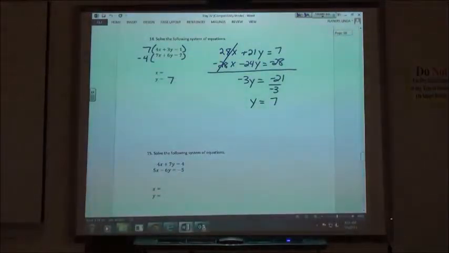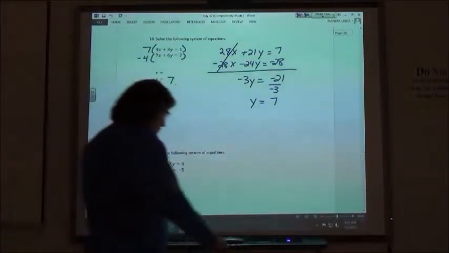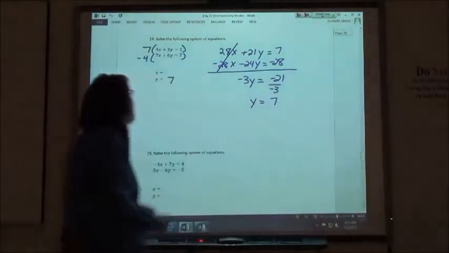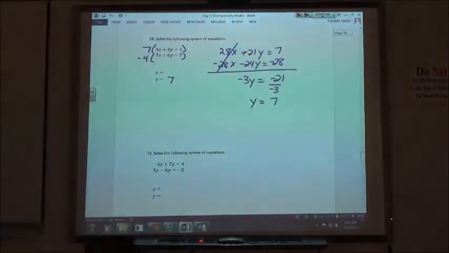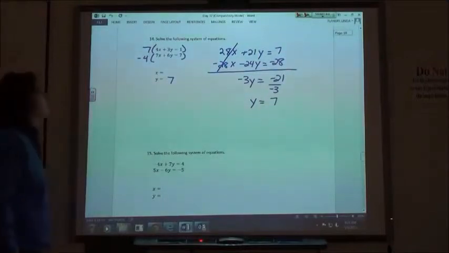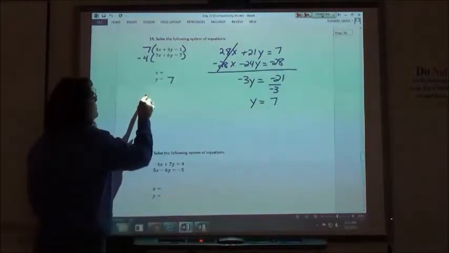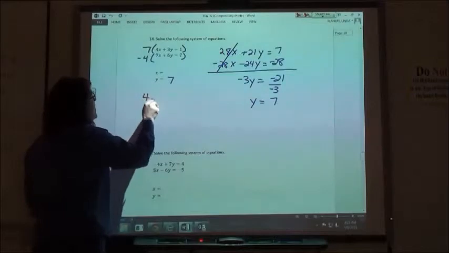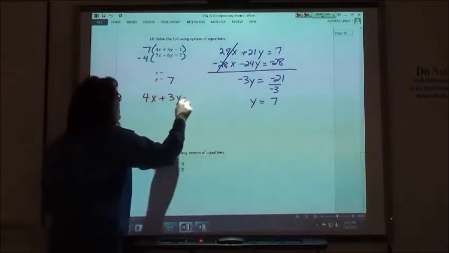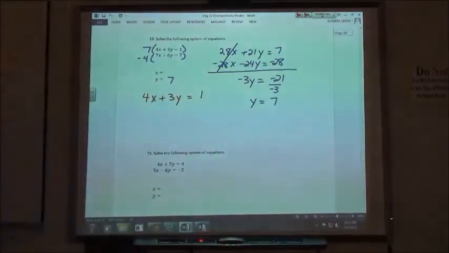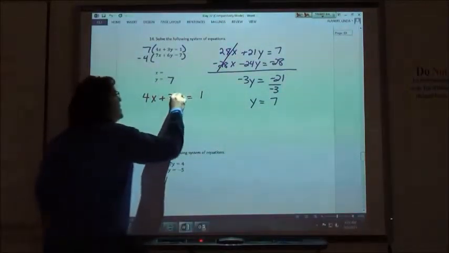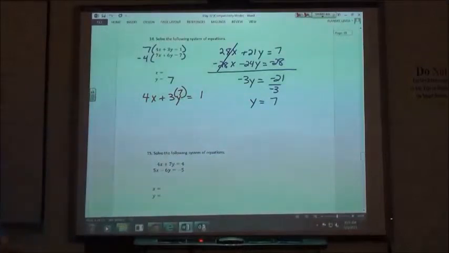We still need to find x. In order to find x, we're going to pick one of those two starting equations. Which one of those two do you want to work with? Which one looks easier? The first one? Yeah. Okay, so 4x plus 3y equals 1. But we know that y is going to be 7. So we're going to put a 7 in there for the y.